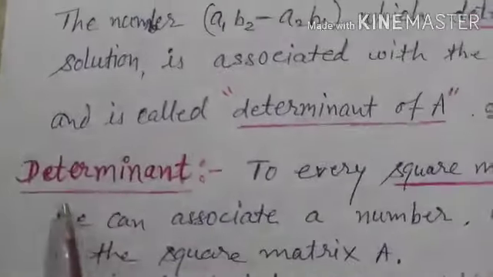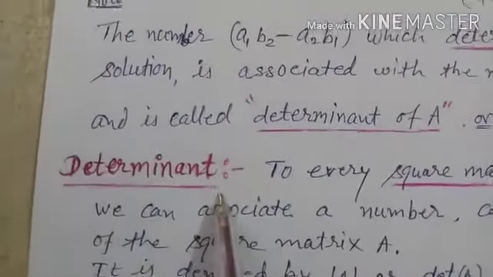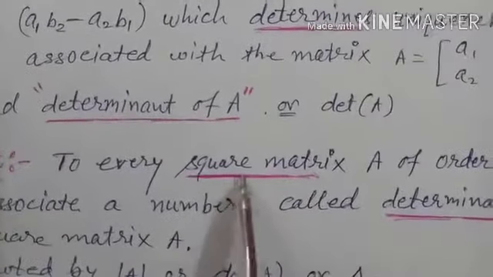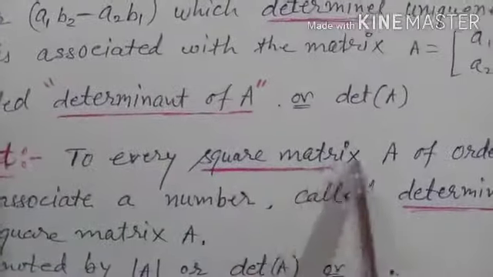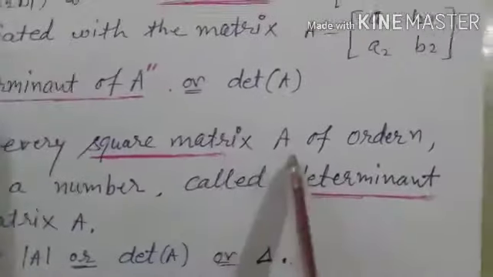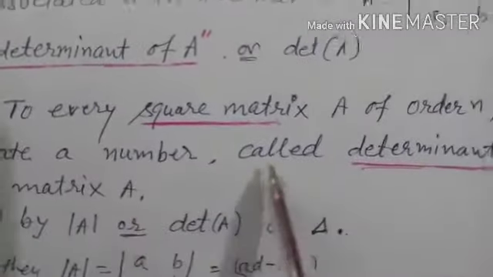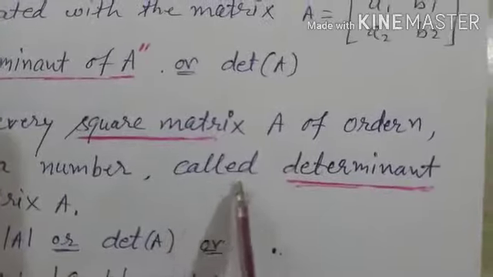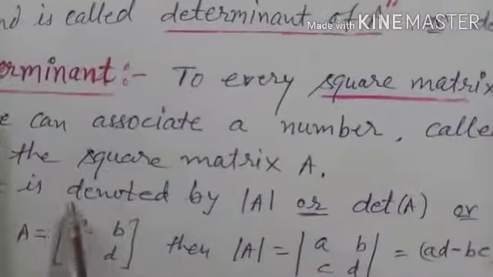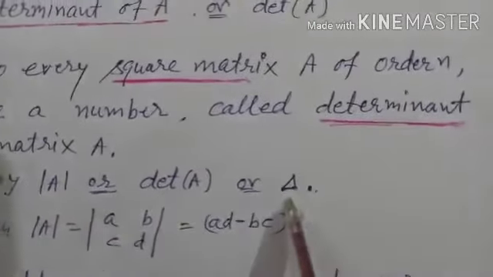Now we come to the definition of determinant. One thing you may note is that it is compulsory that the matrix should be a square matrix. So for every square matrix A of order n, we can associate a number, which is called the determinant of the square matrix A, and this number is denoted by determinant of A or det A, or one more symbol, delta.